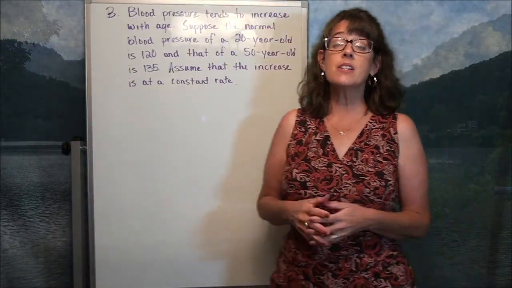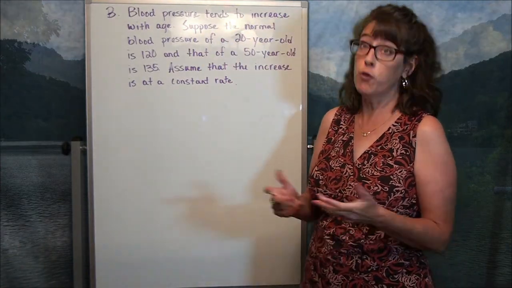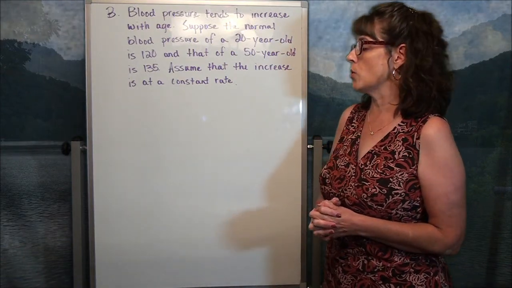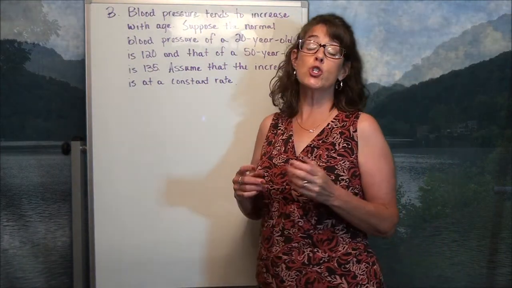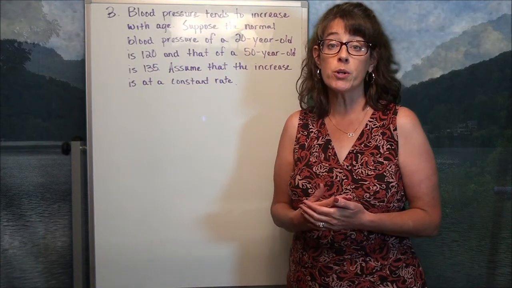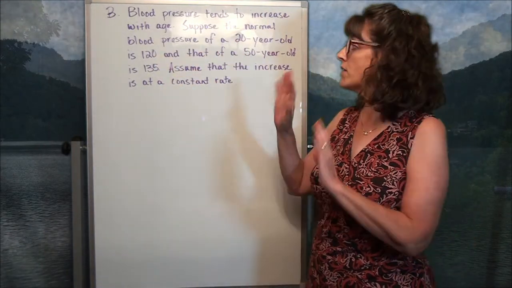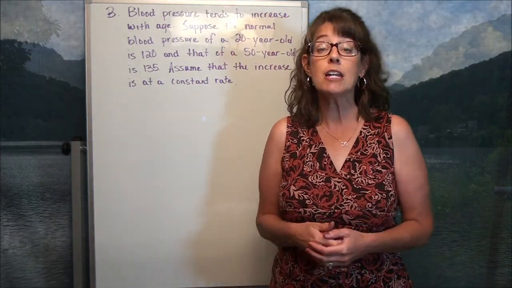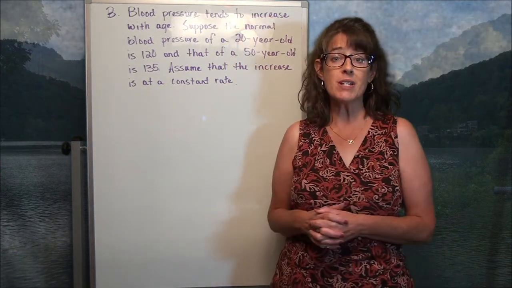Okay, so you can see in this example we're dealing with healthcare. We have blood pressure tends to increase with age. Unfortunately, it's true. Suppose the normal blood pressure of a 20-year-old is 120, and that of a 50-year-old is 135. We want to assume that the increase is a constant rate, and like I said before, that is very important because if it increases at more something like this, very difficult to figure out the equation. And even so, for a linear equation, we need that constant rate of change. So it's good we see that.